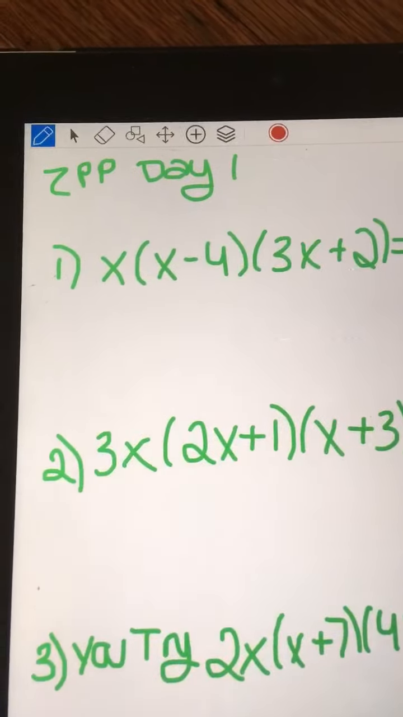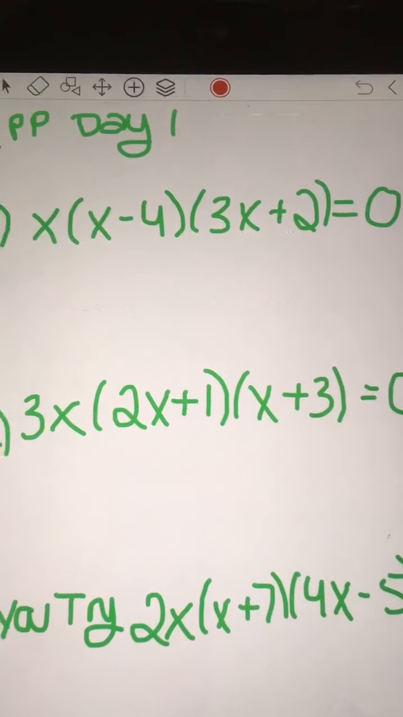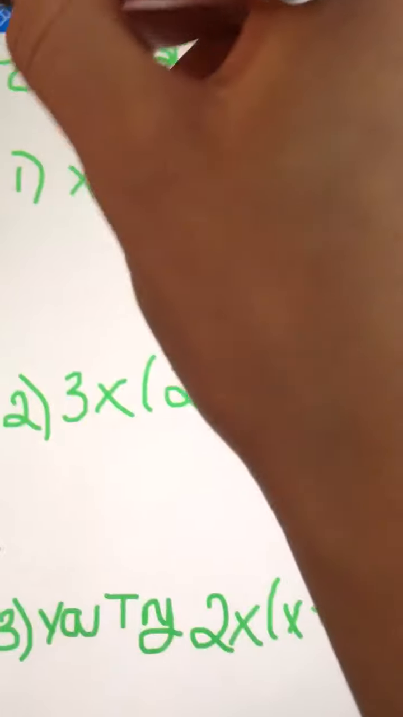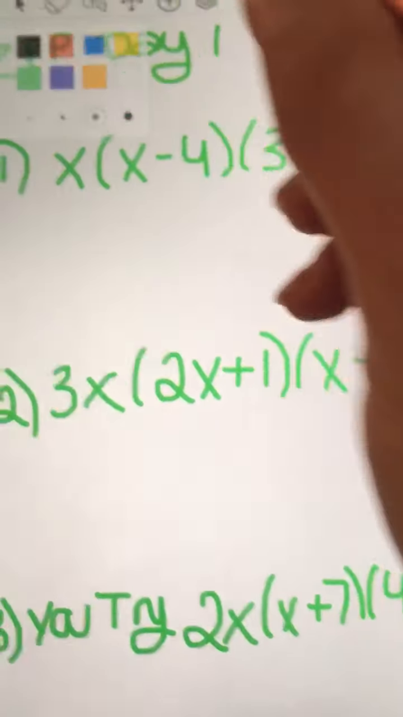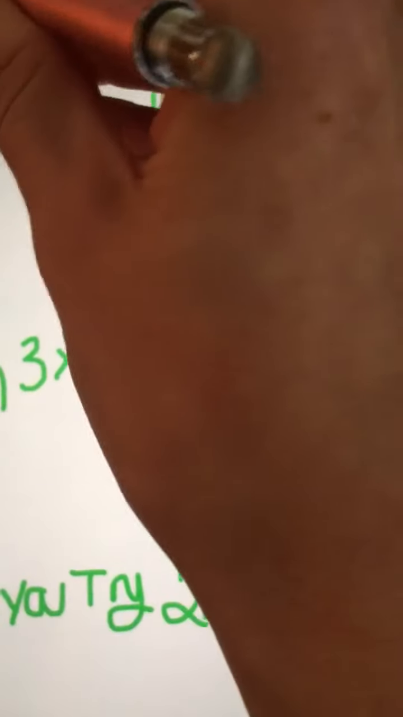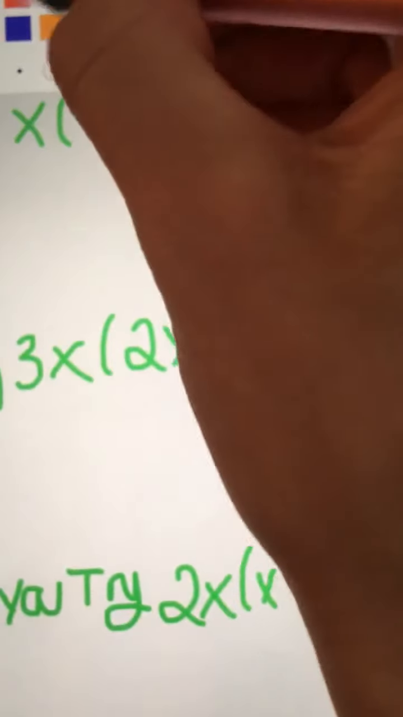So the zero product property basically says that whenever you have a bunch of things multiplied together that equal zero, you can just set each piece equal to zero. So for these first few problems, we'll solve by simply setting each part equal to zero. Just want to make the pen a little smaller.